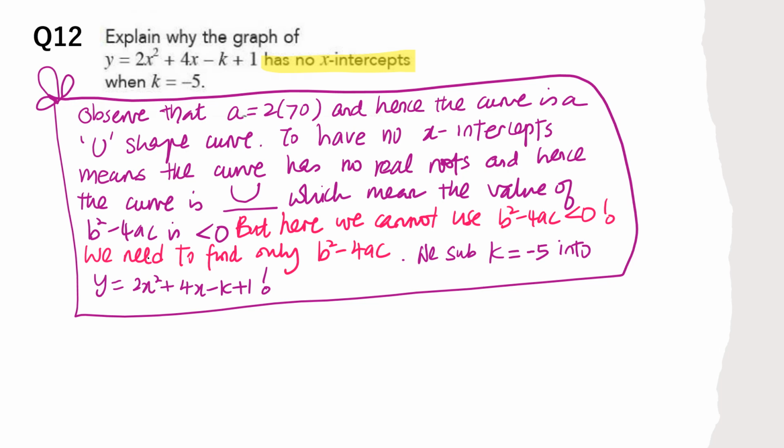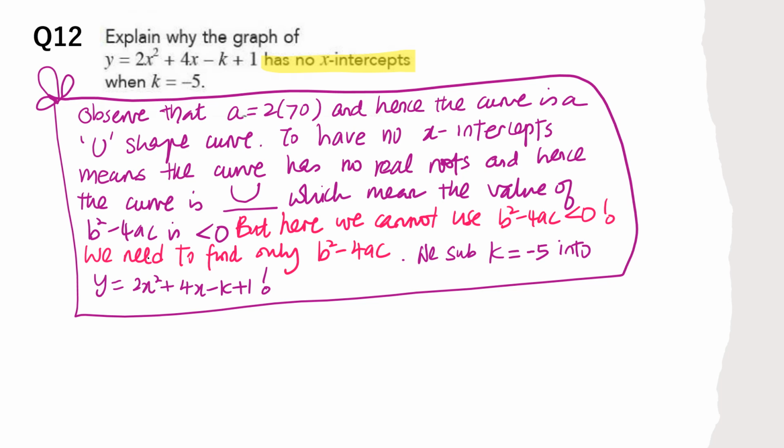So again, we start off by observing that the coefficient of x squared is 2, which is positive. So the curve is a U-shaped curve. If the curve has no x-intercept, it means the curve has no real roots, and the curve must be entirely above the x-axis. So therefore, the value of b squared minus 4ac is less than 0.